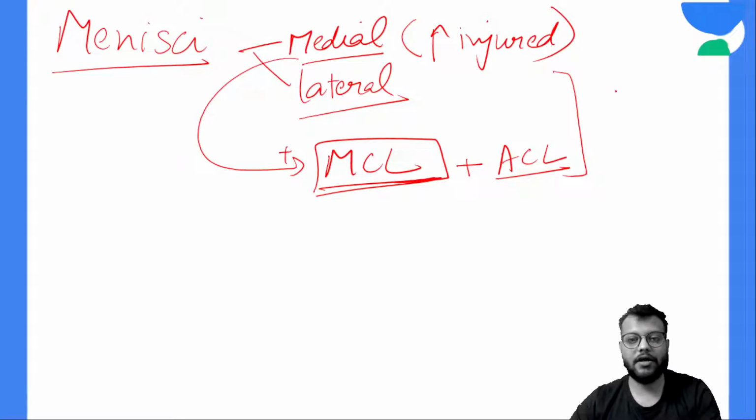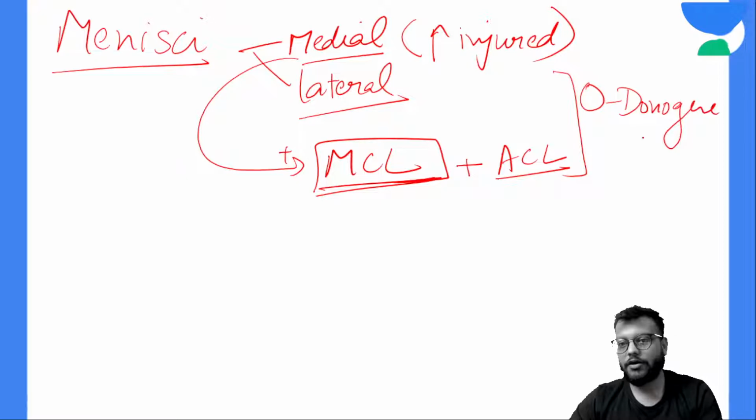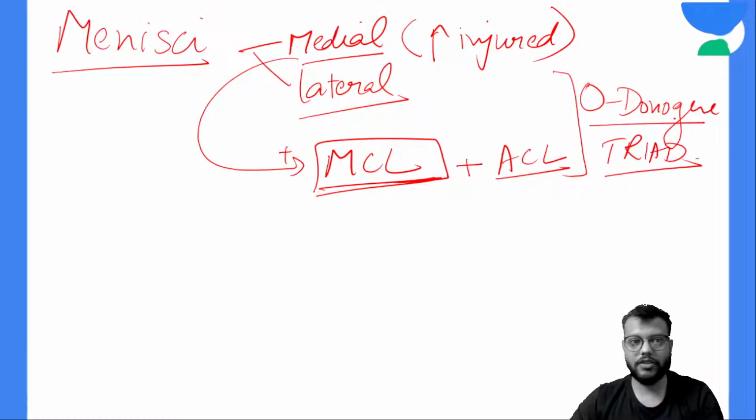the unhappy triad of the knee, called the O'Donoghue triad of the knee. Okay, very important, remember this is important.